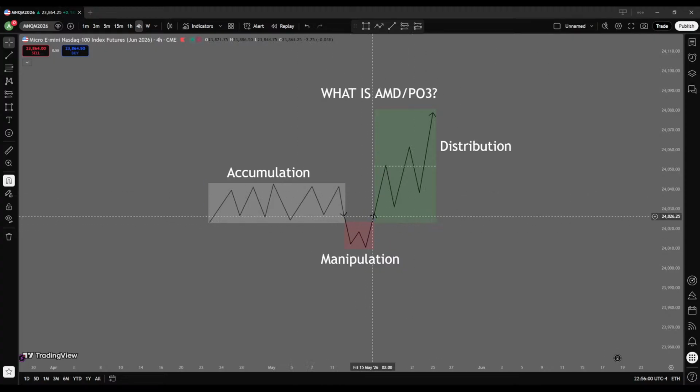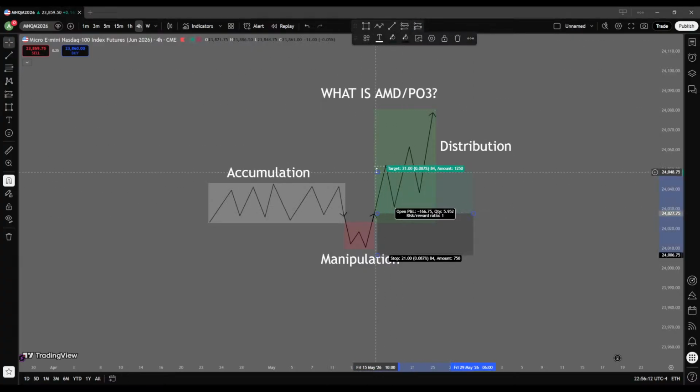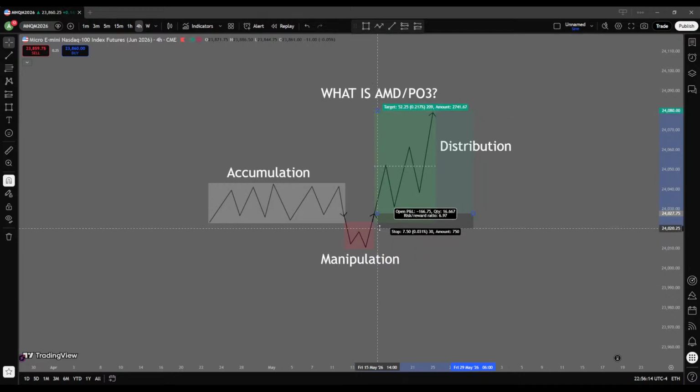Anyways, after all the orders are taken out, after everyone's stopped out, that's when we're finally going to get the distribution leg of the move. This is the best time to trade. If you ever see somebody catch really nice high risk to reward ratios, this is where you're going to see the best trades.